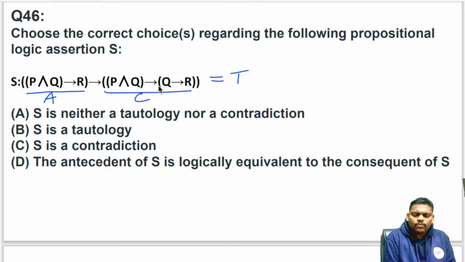Let's do it in a similar way. Worst case, you can go to the truth table. Because there are only three variables, P, Q, R, you can go to the truth table also. It is up to you. Because it is a small expression, there are 8 combinations. Left side you check, right side you check.